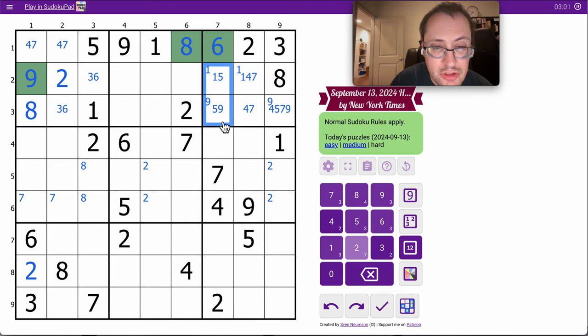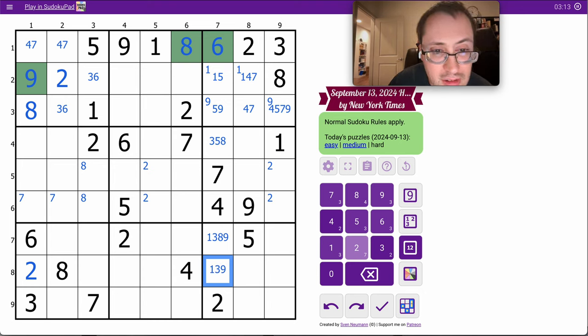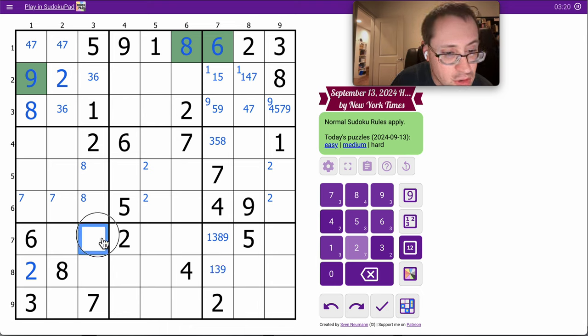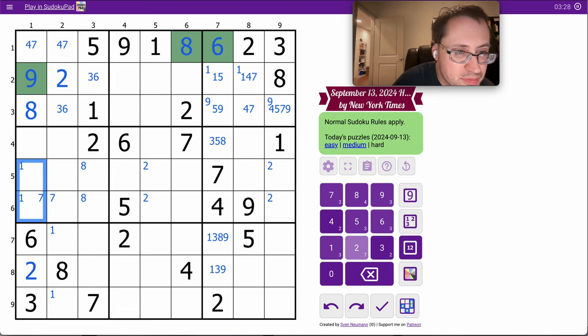Okay. 2, 4, 6, 7. I need 1, 3, 5, 8, 9 to fill out column 7. 3, and it sees 5 and 8. Okay, so that's not helpful. But let's see. 1 can't go here, column 3, so it goes there in column 2 in the region, and therefore it must go here.